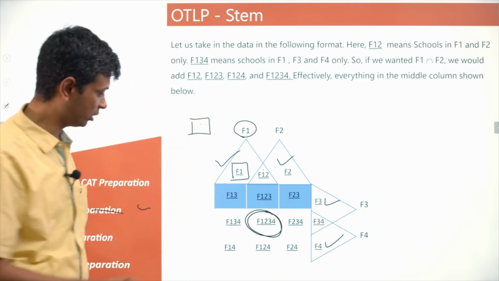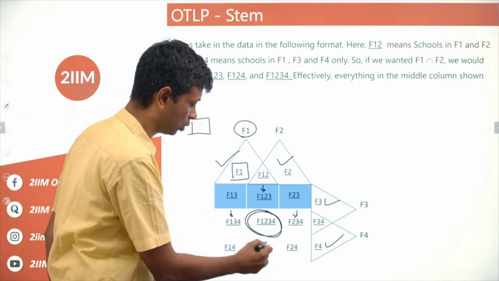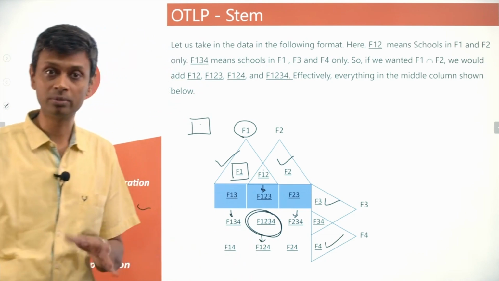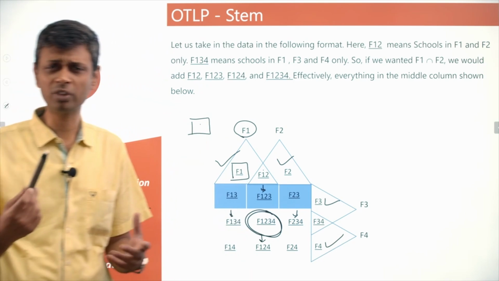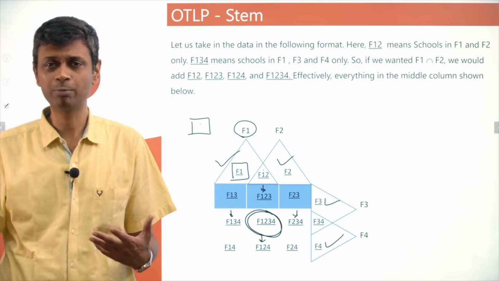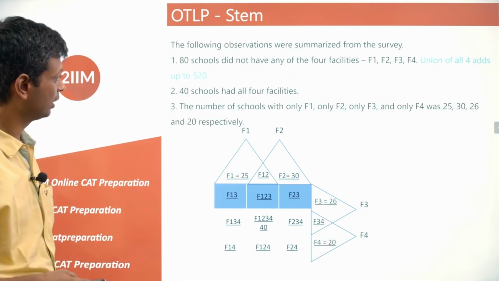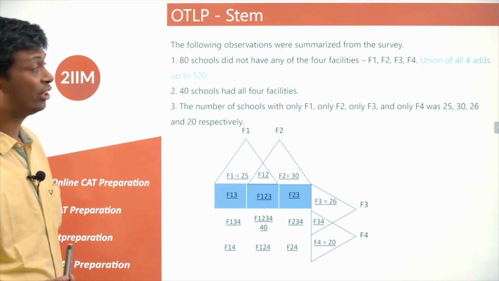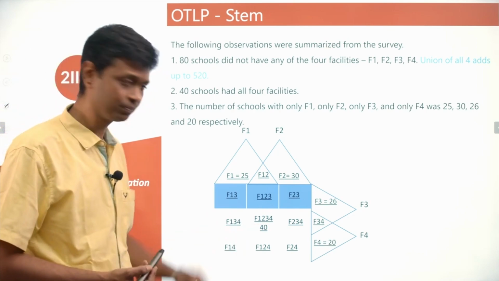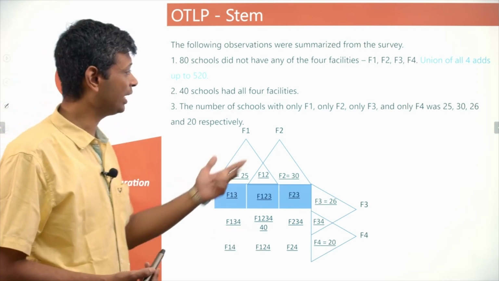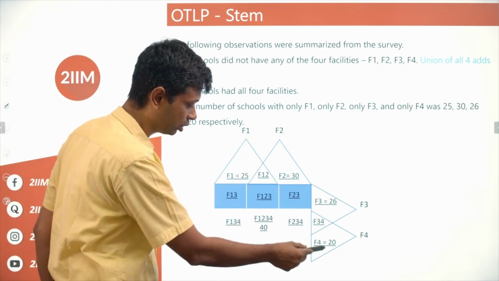It has also told us that 1, 3, 4, 1, 2, 3, 2, 3, 4, 1, 2, 4 are all equal. And then in assorted fashion, it has given us some of the other numbers. And so a bunch of numbers we already know. Let's put them in and then we'll process it further. Fine. So total number, 80 did not have any of the 4. So the total number is 520 that we know. 40 had all 4. F1 only, F2 only, F3 only, F4 only at 25, 30, 26, 20.